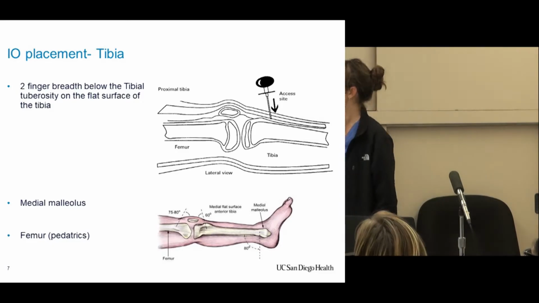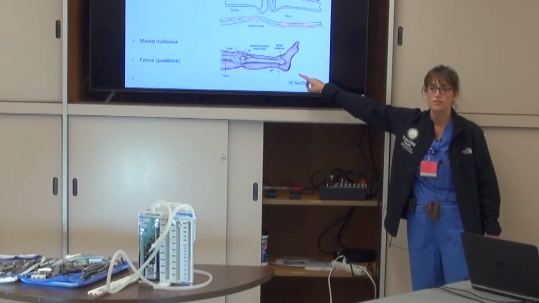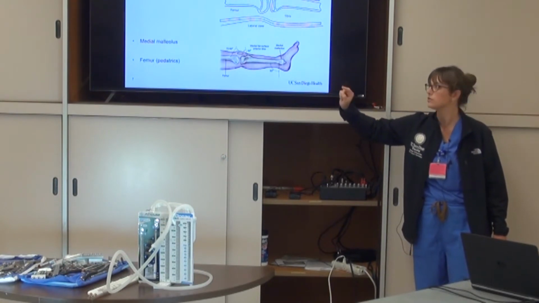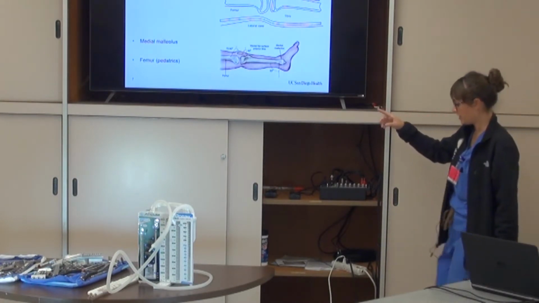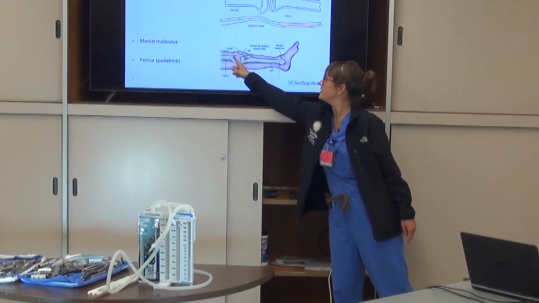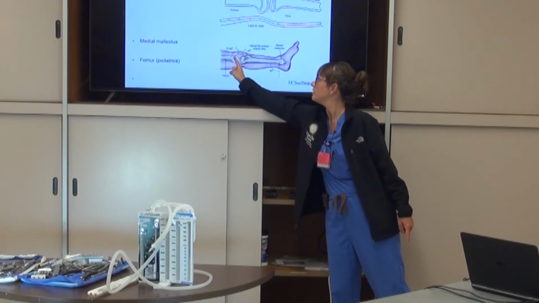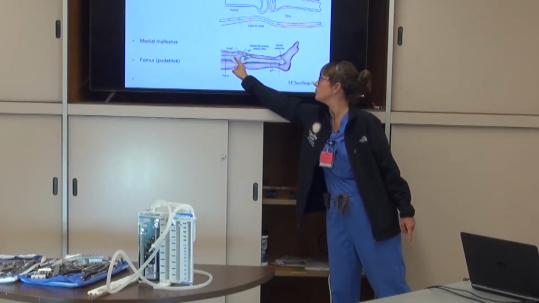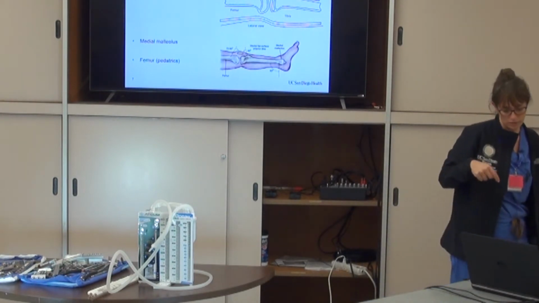And then, although we use them less commonly, just know that you can go in the medial malleolus, and you can go into the femur in peds only, okay? Is there a growth plate in peds though? Yeah, but again, if you look at the angle that they show here, you're going into this big area where you're going to have bone marrow access, but angling away from here. The growth plate is actually sort of right in here. So you're actually angling away from the growth plate.